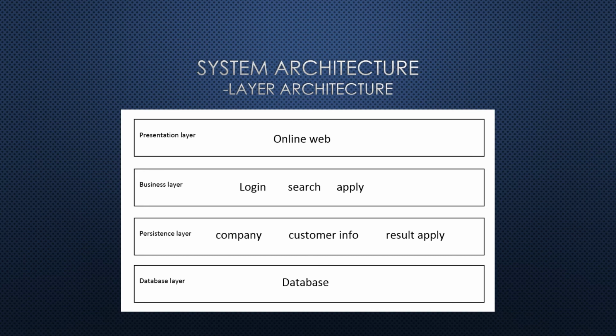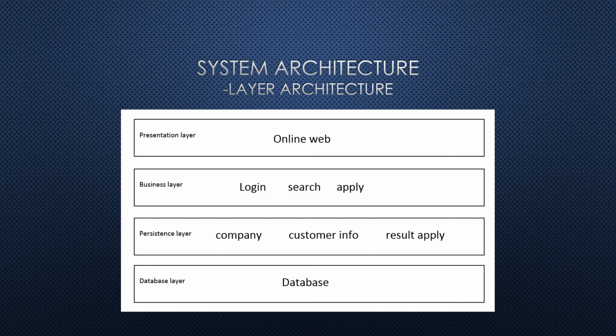System architecture. In this picture, it shows the layer architecture of this project. The first layer is the presentation layer. It has online web. Online web means the user opens the website. The second layer is the business layer. It has login, search, and apply. Login means the user logs in to the website. Search means the user searches for the company that they want to apply to for a job. Apply means the user applies for the job.